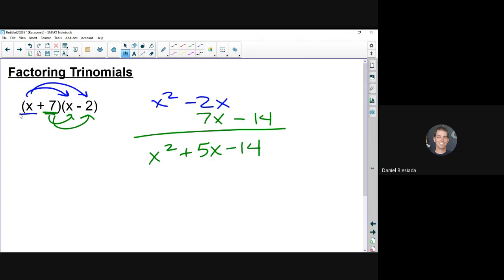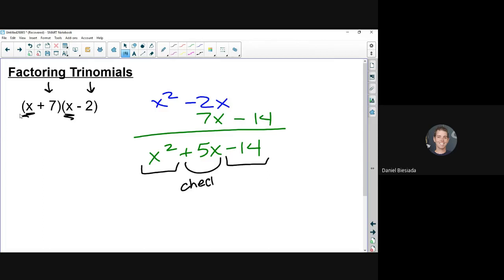Now, looking at that, the key understanding here is that I need to figure out how to go backwards from this answer to what I had originally. And that happens in 3 parts. The first is understanding that the x squared comes from the x's at the start of each set of parentheses. At the back end, our negative 14 is coming from multiplying the two numbers at the back end, 7 times negative 2. And the only thing that's left then is this 5x.